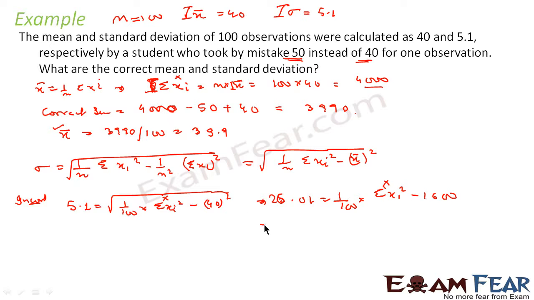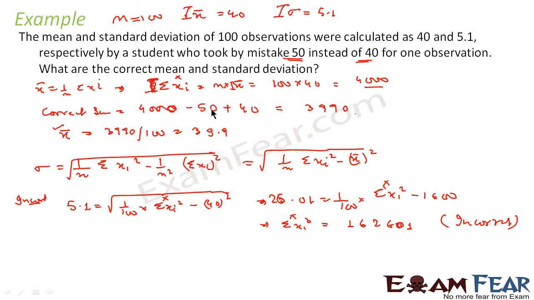Or we can say that sigma xi square, incorrect, is equal to 1600 plus 26.01, into 100. So what we'll get is 162601. This is the incorrect sum of squares. So till now we have got the incorrect values square sum.